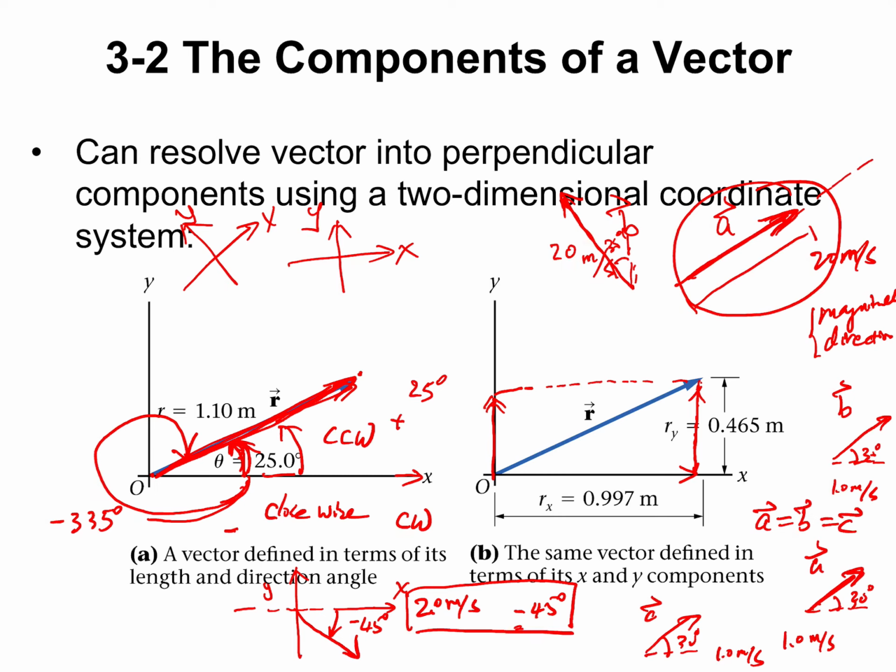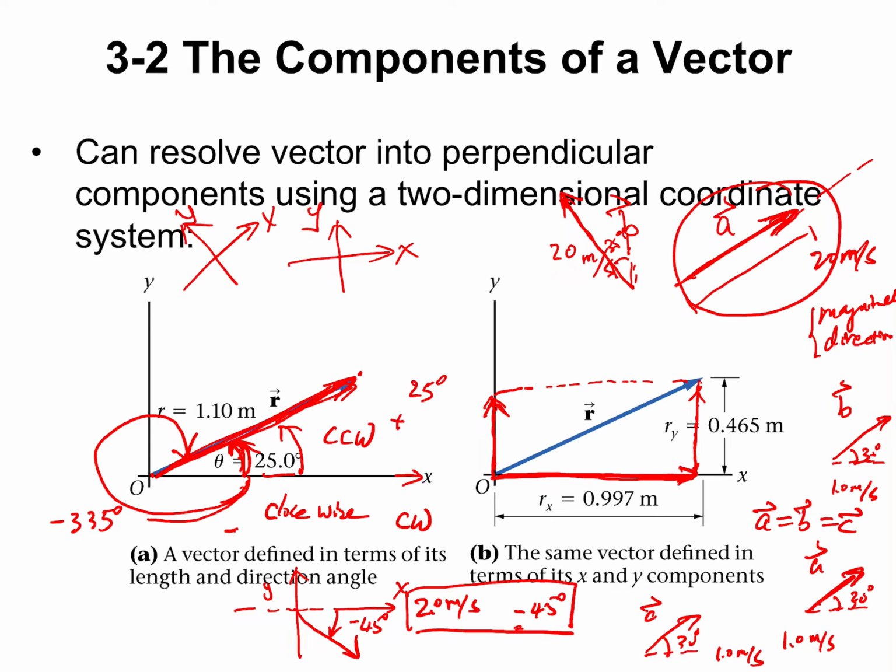Now come back to this projection. You project this R onto the x-axis and y-axis. The projection here is what's called Rx. If the vector is 1.10 meter, the projection on the x-axis will be 0.997 meter, and the projection on the y-axis will be 0.465 meter.